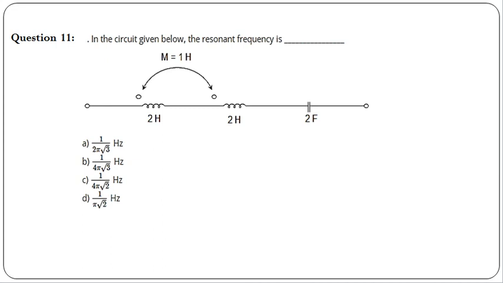So now let us see the last question of today's lecture. The question is, in the given circuit below, we have to calculate the resonant frequency. So we have to find it in hertz. We know that the resonant frequency is given by the formula 1 by 2 pi root L into C.